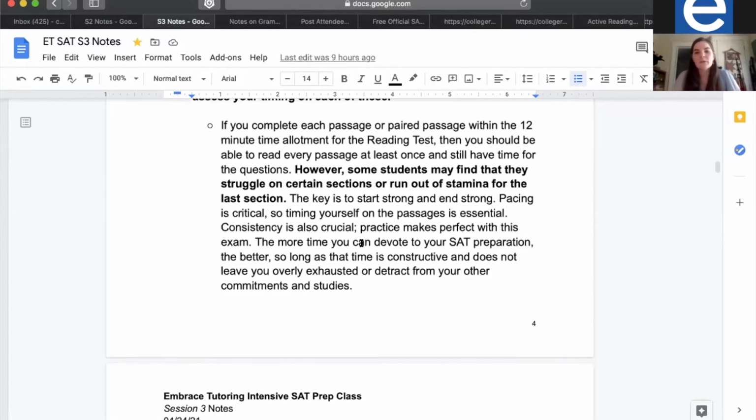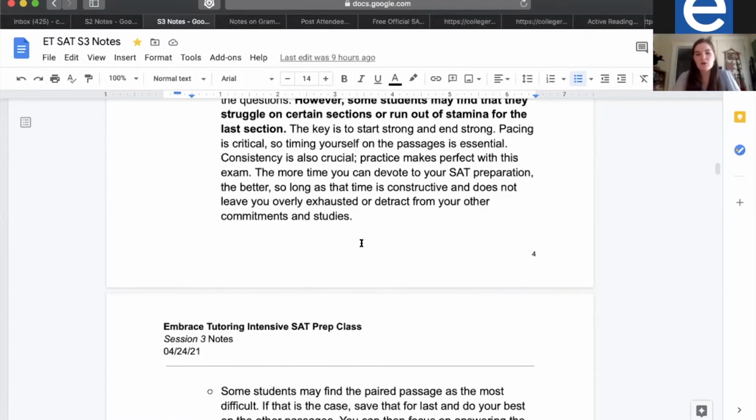Okay, so the key is to start strong and finish strong. Pacing again is critical. So timing yourself in the passage is essential. This is something you cannot skip with your homework. Anytime you want to try to simulate the testing process as closely as possible to the actual testing conditions, because the more you practice it, the easier and more relaxed you're going to be on test day. Okay.